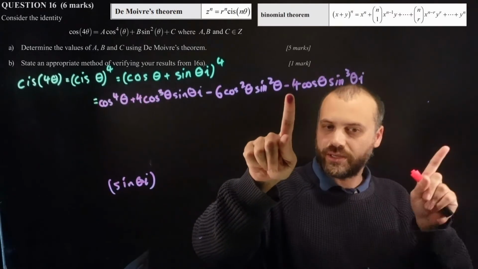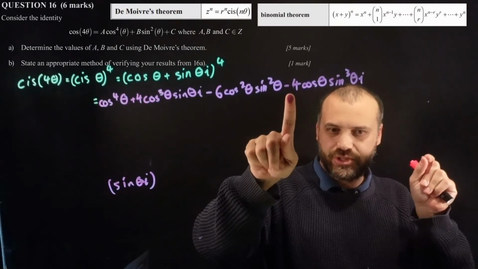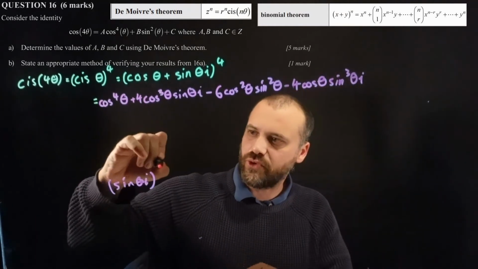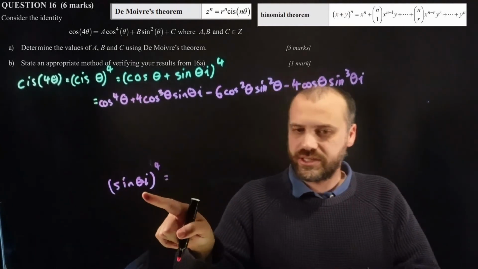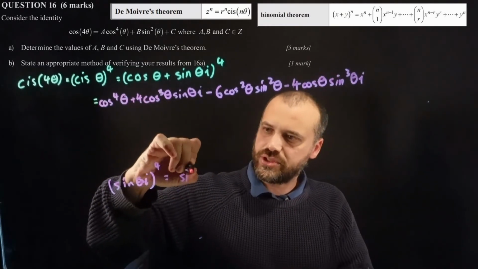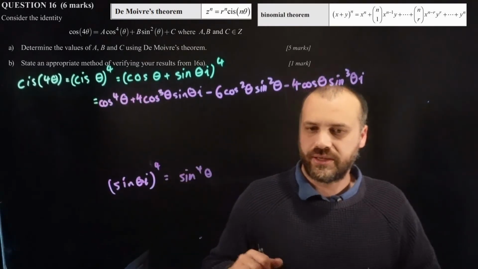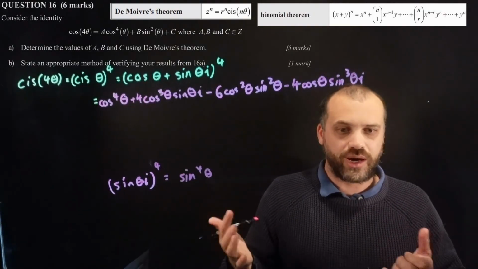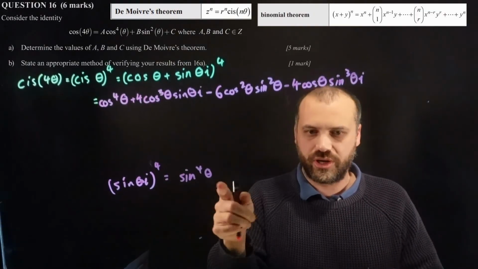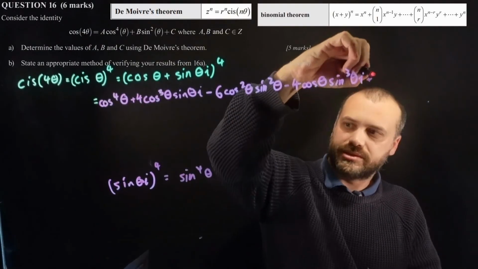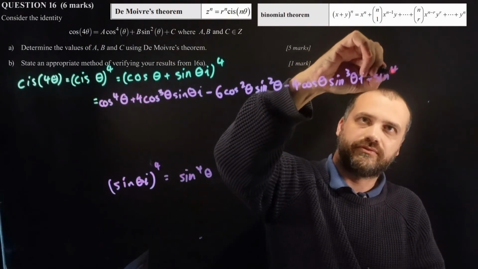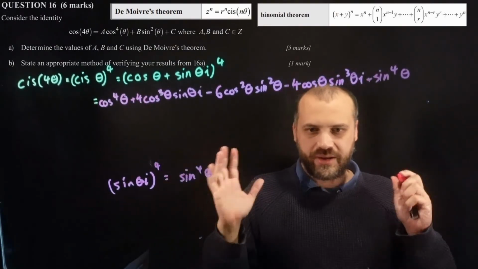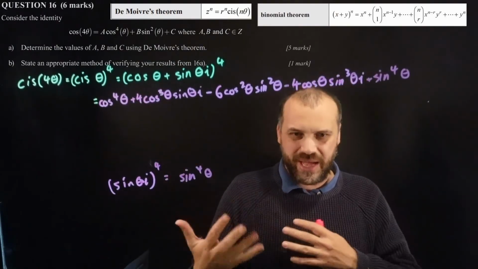Now I do have one last term to do, and the last term is just going to be y to the n, y to the 4. All right, so that's going to end up being sine 4 theta, and then i to the 4 as well. Now i to the 4 is 1. So I end up with just sine 4 theta, plus sine 4 theta. Okay, we have done it. We're just about home, really.